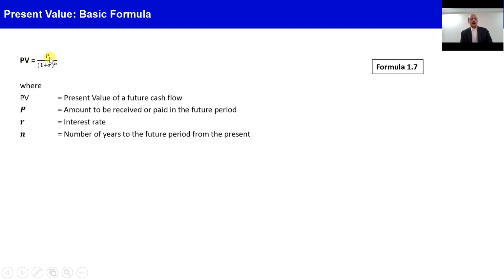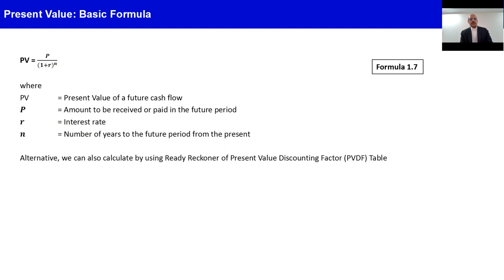So let's understand the formula. The basic formula for calculating the present value is P divided by (1 plus R) raised to power n, where P is the future cash flow, R is the rate of interest at which it has to be discounted, and n is the number of years to the future period from the present. We can also use the ready reckoner, which I will explain shortly with an example. If we use the ready reckoner, the formula is the future cash flow P times PVDF, which is the present value discounting factor of that particular year.